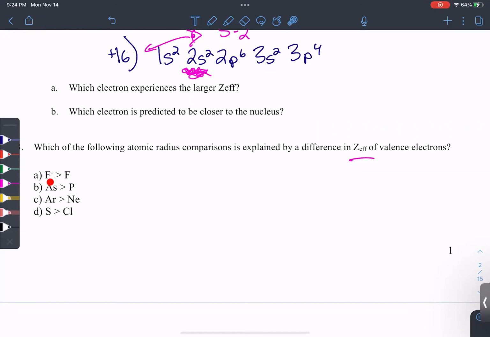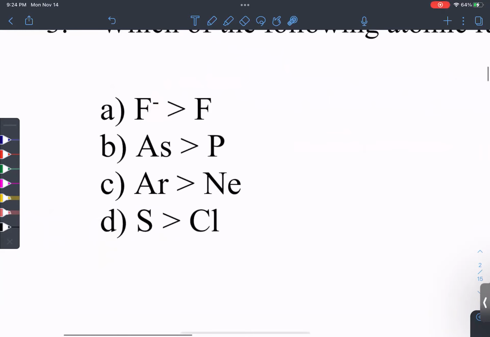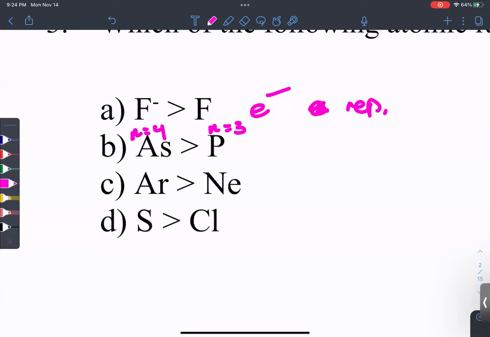Yes, fluoride is larger than a fluorine atom. Arsenic is larger than phosphorus, but we want to choose the one that is explained by a difference of effective nuclear charge. So let's just go through these and state why the trend is the way it is. Why is fluoride, the anion, larger than fluorine? There's more electrons, so there's added electron repulsion. Why is arsenic larger than phosphorus? Look at it on the periodic table. Arsenic is N equals 4. Phosphorus is N equals 3. So N equals 4 is further from the nucleus according to the Bohr model. So it's N values here that are the reason for B.